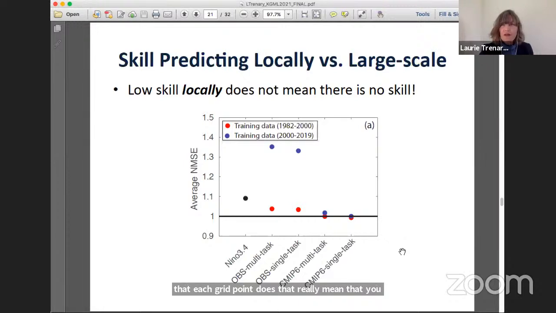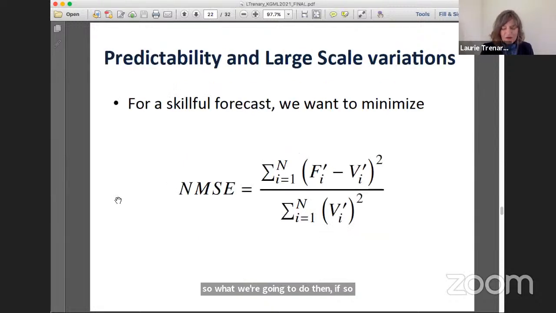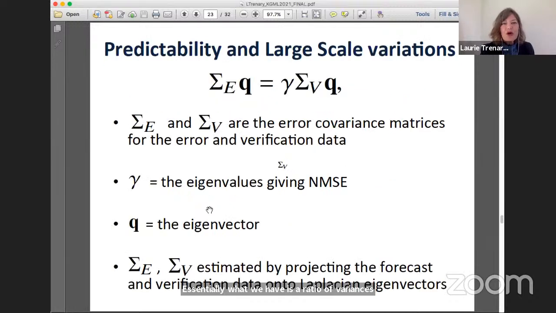Because we're considering climate, we would expect that if you have predictability, it should be associated with a large scale feature. And so what we're going to do then, when we have a skillful forecast, we want to minimize the mean square error. Essentially what we have is a ratio of variances, and we can show that this can be reformulated in terms of an eigenvalue problem.